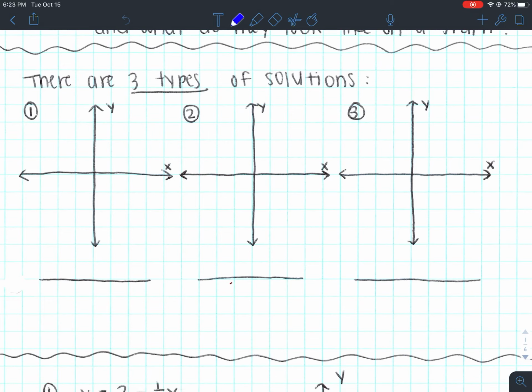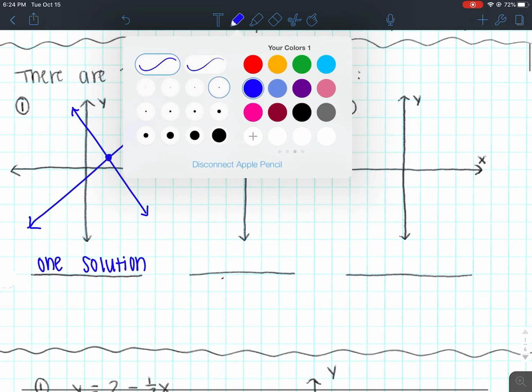The first type of solution you may have is, let's say I graph one of my lines, and one of them looks like this, and then the other one looks like this, right? So let's say I have two lines, and they cross each other at one point, so they have an intersection. That intersection is going to be a solution. So for the first graph, I would have one solution. Okay, and that's when my lines are crossing each other at only one point.